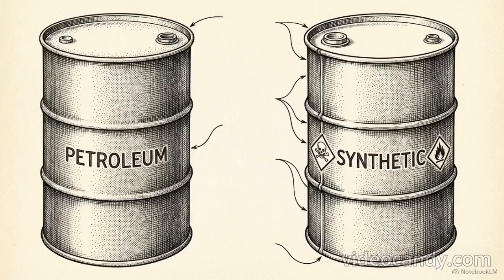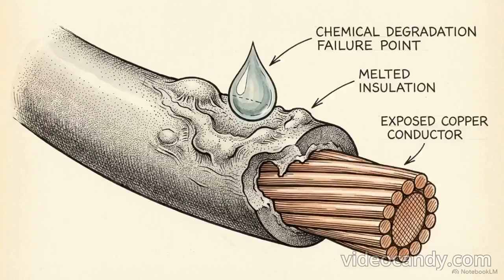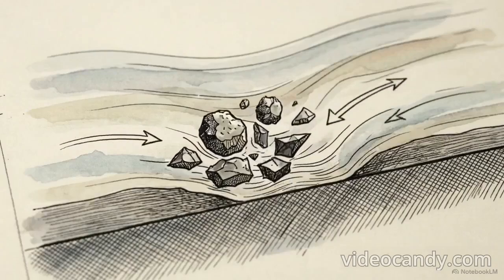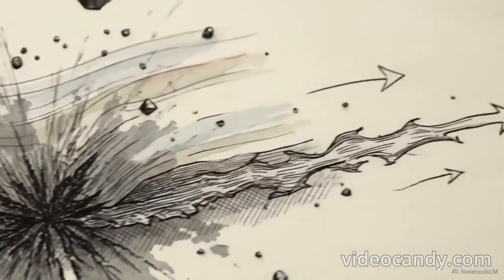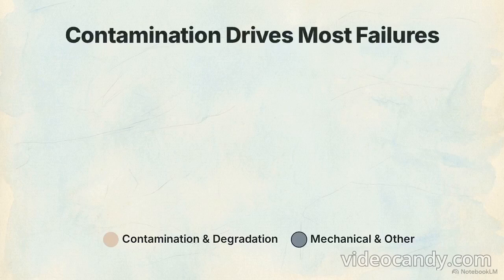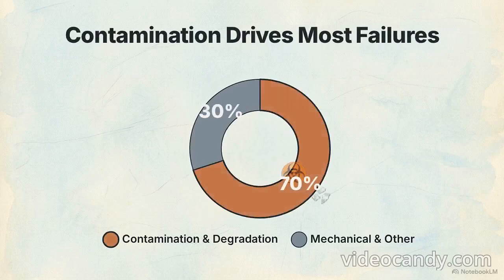Standard petroleum-based oils handle this well, but extreme heat or harsh chemical environments often require specialized synthetic fluids to maintain stability. However, these synthetics introduce their own engineering trade-offs. They are significantly more expensive, and if they leak, they can chemically melt the external insulation on electrical cables. Yet, regardless of the fluid type selected, the ultimate operational threat to the system's survival is always contamination.